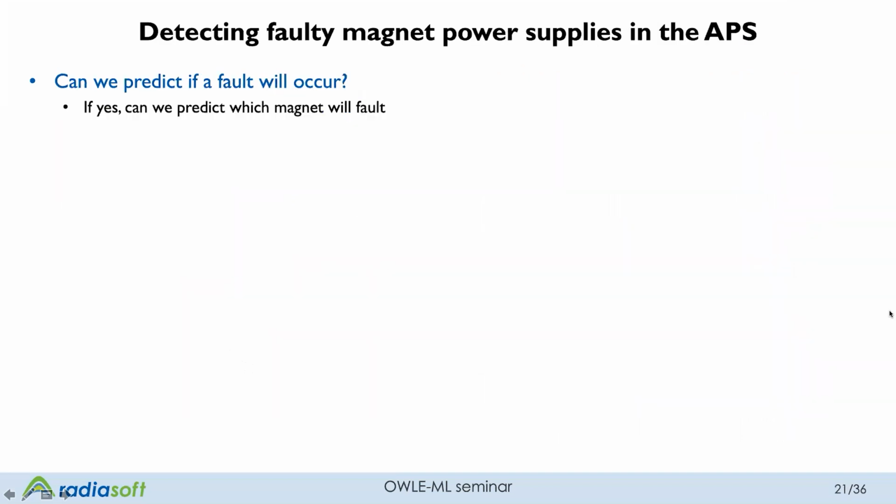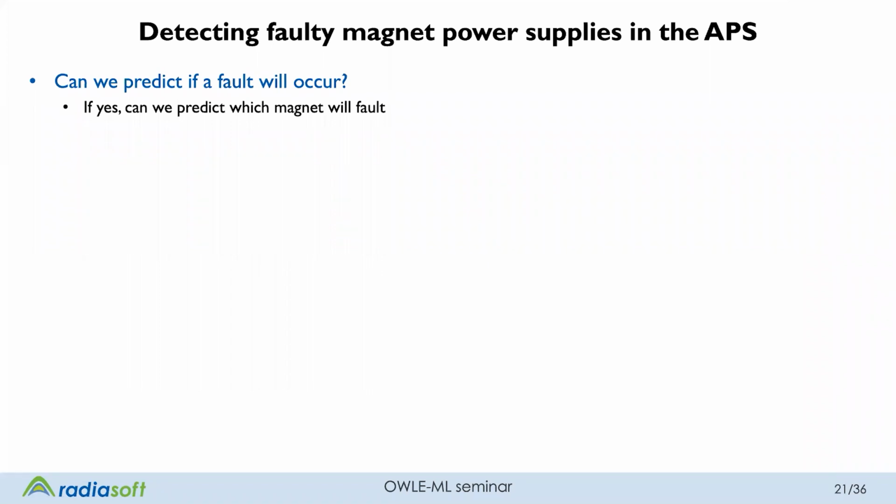Okay, so the next thing that we're looking at, and I think this is a little bit more compelling, is we want to try to detect faulty magnet power supplies in the APS storage ring. And there's 2 questions. The first question is, can we simply predict if a fault's going to occur? And the second question is, if we can predict if a fault's going to occur, which magnet is it that will fault? And can we say at what time will it fault?